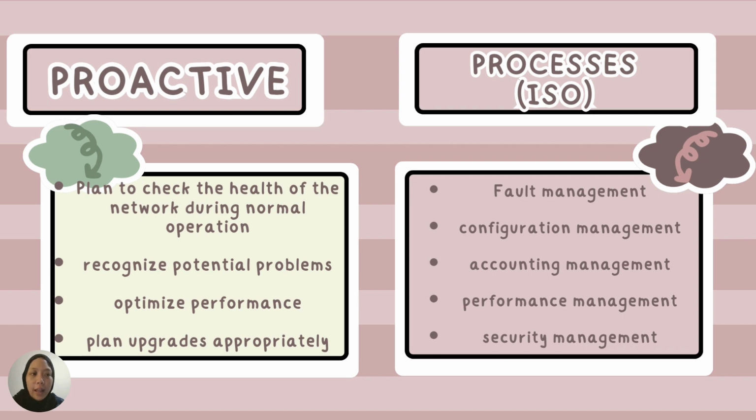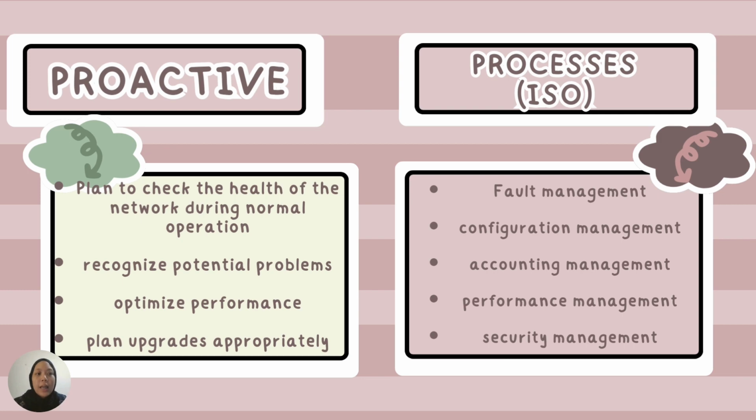First, plan to check the health of the network during normal operation. This ensures that we can identify and address potential concerns before they escalate into critical problems, maintaining the seamless operation of our network. Being proactive requires a keen eye for potential issues. By implementing monitoring systems that analyze network behavior in real time, we can recognize anomalies and deviations from the norm. This enables us to address potential problems in their early stage, preventing them from evolving into major disruptions that could impact our organization's productivity and efficiency.